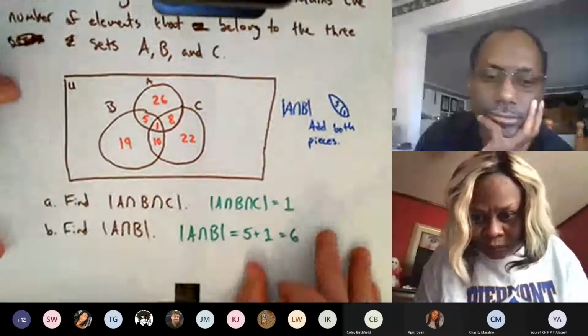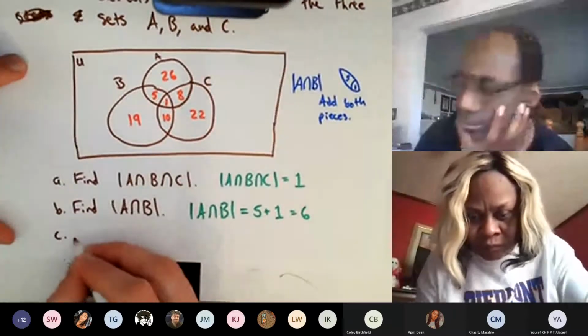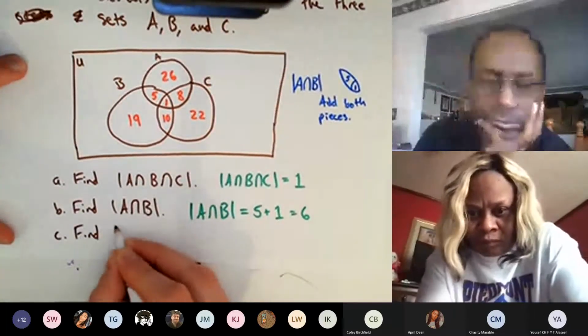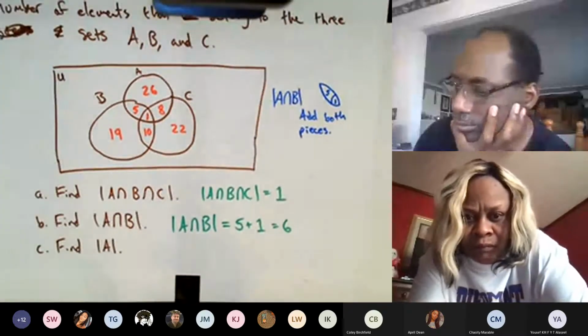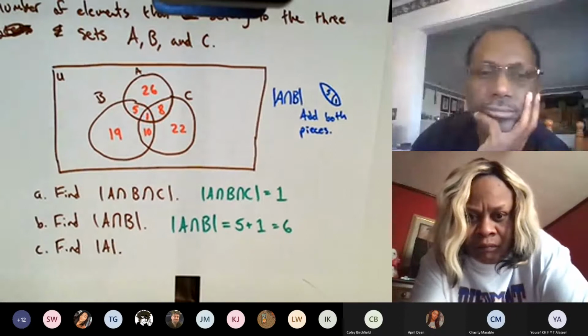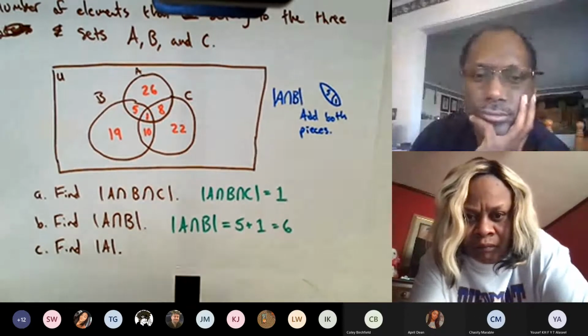This will make more sense when I ask you another question here. Let's find, now, how about just the cardinality of A? So now I'm asking for all the elements in A.